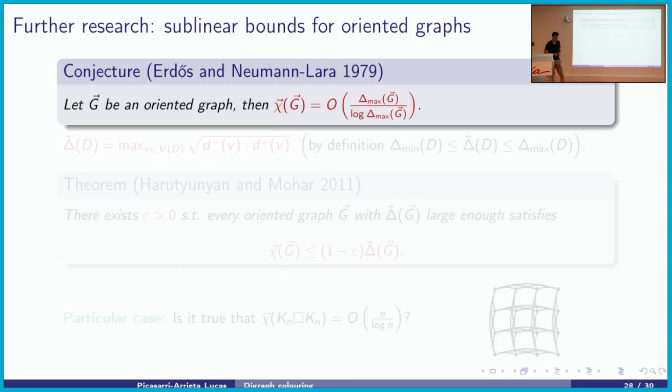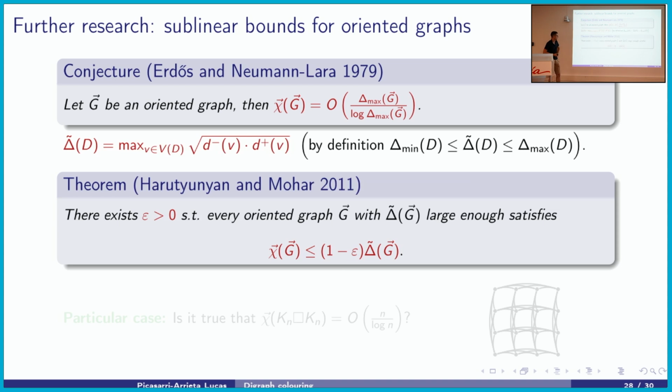Now I would like to conclude with two further research directions. The first one is a celebrated conjecture due to Erdős and Neumann-Lara, which says that, in fact, for an oriented graph, the dichromatic number should be sublinear in the maximum degree. And this is open. We don't know. Okay, we don't have any sublinear bound. And the best bound approaching it is the existence of non-trivial multiplicative constants.